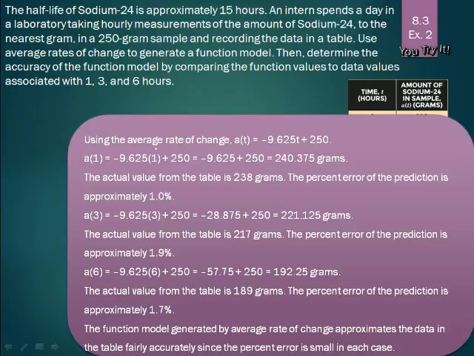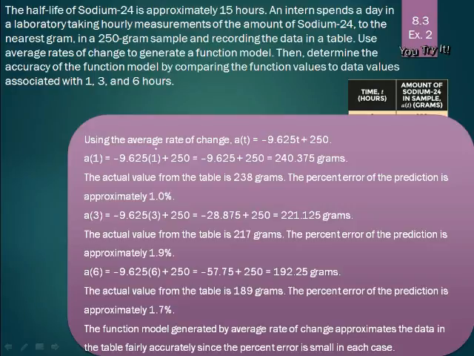A of 3 equals negative 9.625 times 3 plus 250, equals negative 28.875 plus 250, equals 221.125 grams. The actual value from the table is 217 grams. The percent error of the prediction is approximately 1 and 9/10%. A of 6 equals negative 9.625 times 6 plus 250, equals negative 57.75 plus 250, equals 192.25 grams. The actual value from the table is 189 grams. The percent error of the prediction is approximately 1 and 7/10%.